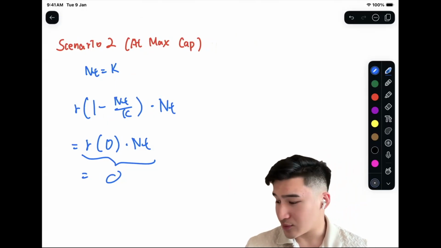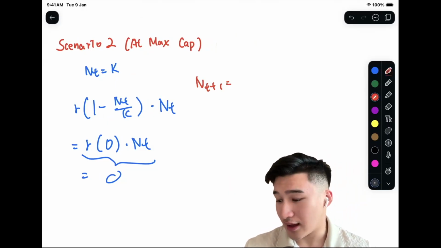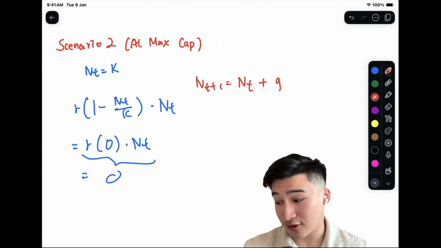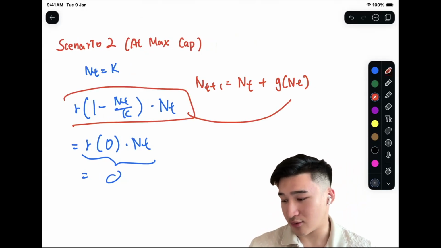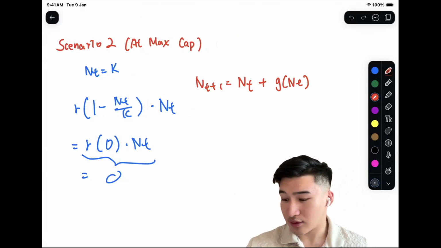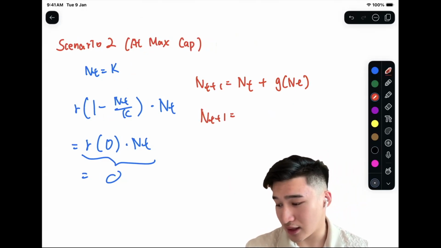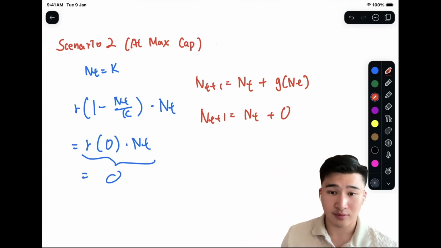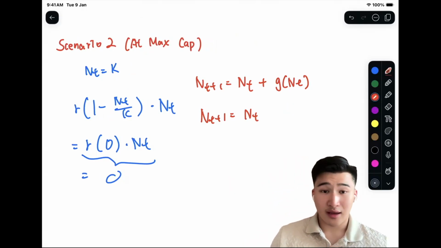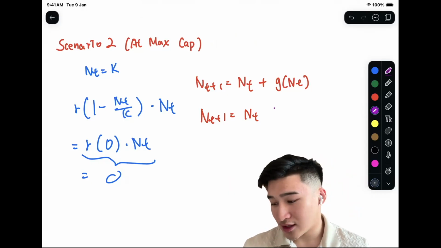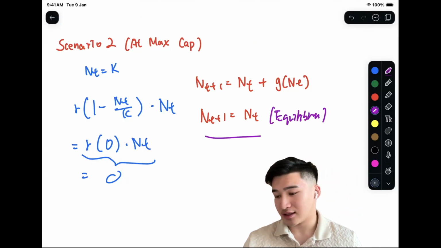Remember that our equation is N_t plus 1 equals N_t plus our difference equation. The entire thing that we see here is basically our difference equation. So given that, at maximum capacity, N_t plus 1 equals N_t plus 0. So it's just N_t plus 1 equals N_t. And again, this is the concept of equilibrium that I mentioned last time. The next generations, forever moving forward, are just going to be the same as N_t.